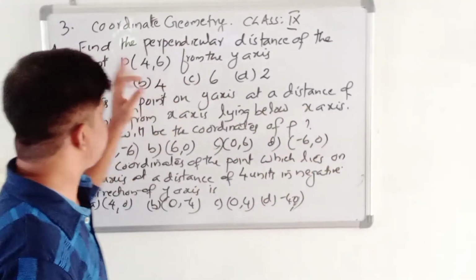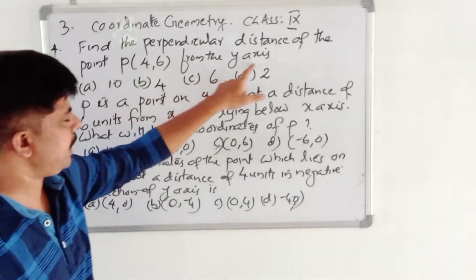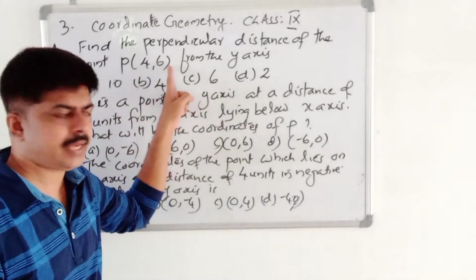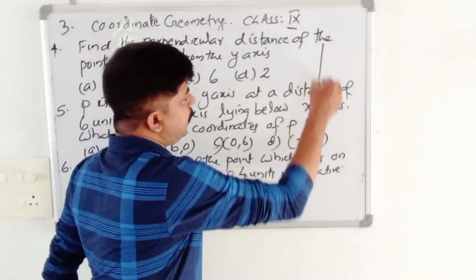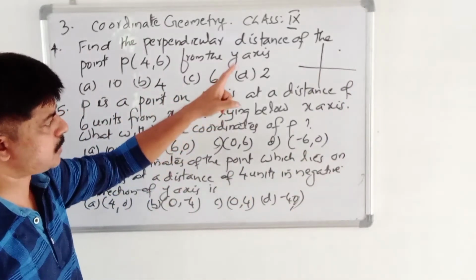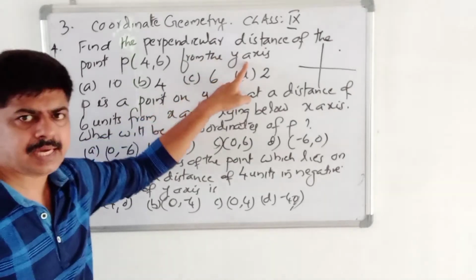Okay, moving to the next question. Find the perpendicular distance of the point P(4, 6) from the y-axis. We know that this point is lying in the first quadrant. The perpendicular distance from the y-axis is always the x-coordinate, or abscissa.